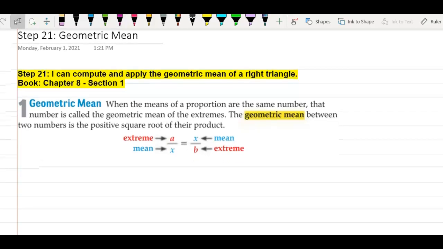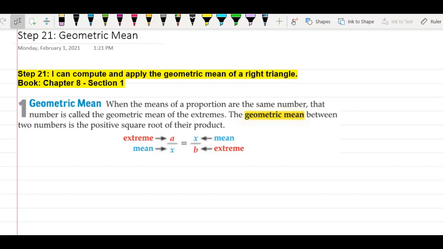So let's just first talk about what the geometric mean is. It's a ratio between two numbers where we have the mean as the denominator of one fraction and the numerator of the other fraction. And these two ratios should be equal to each other. So it's a very simple equation, but we're going to derive it together.